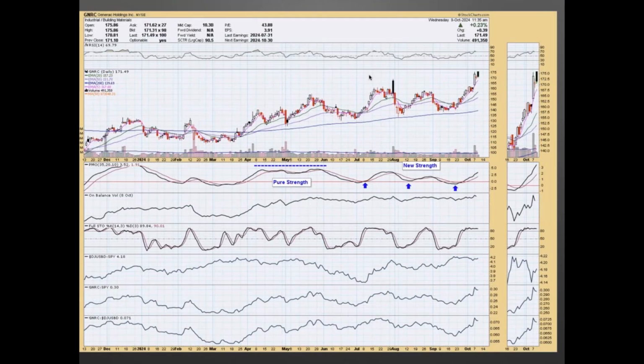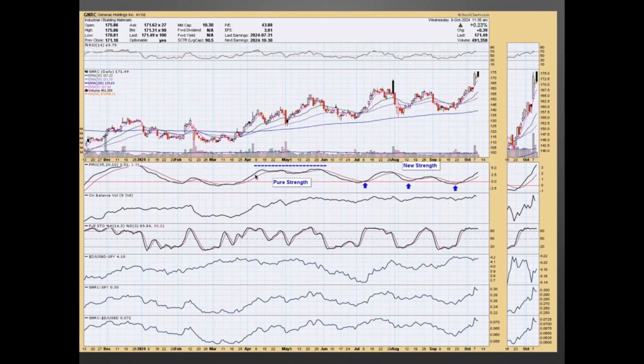Generac, GNRC, I picked this one yesterday. We had a filled black candle yesterday, so we could be seeing a decline today. I'm not sure, I haven't looked at the chart. But here is a really great indicator of strength.